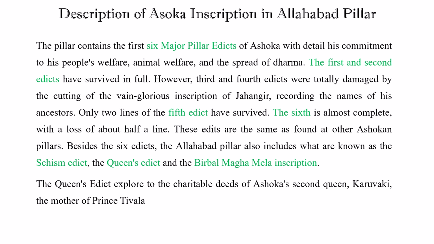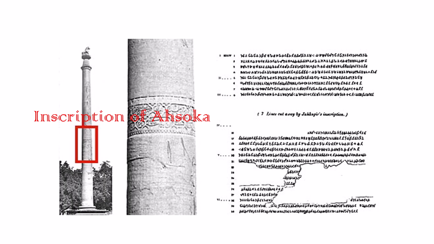The most important thing of this edict is that Ashoka mentioned his second wife Karuvaki. Actually, he mentioned the charitable deeds of Karuvaki, who is the mother of Prince Tivala. Here I attach a picture which mentions the six major pillar edicts of Ashoka carved on the Allahabad pillar.